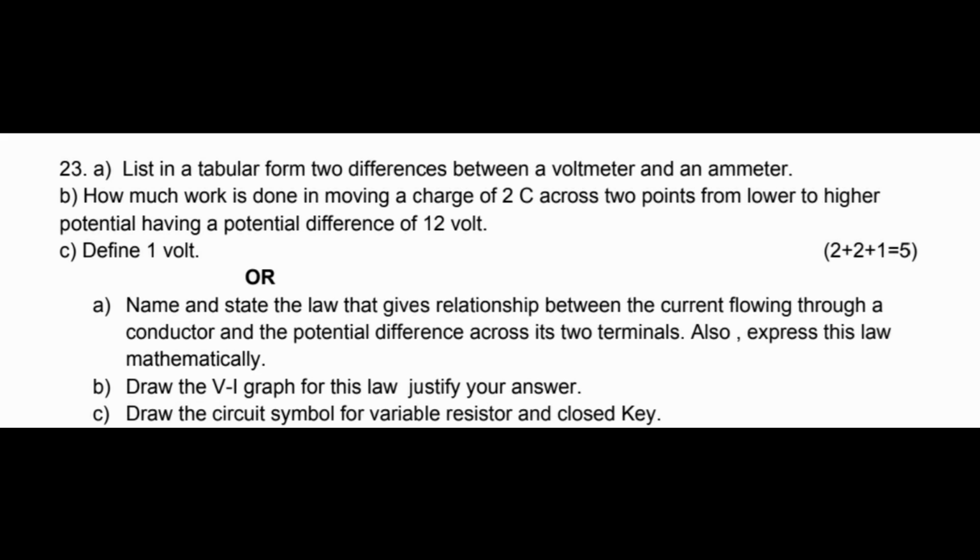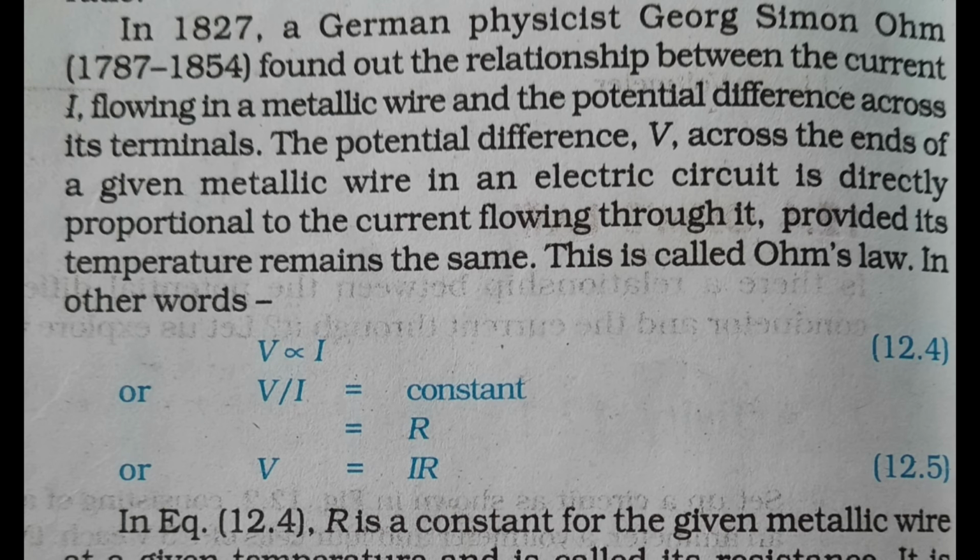Optional question, A part, name and state the law that gives relationship between the current flowing through a conductor and the potential difference across its two terminals. Also express this law mathematically. The potential difference across ends of a given metallic wire in an electric circuit is directly proportional to the current flowing through it provided its temperature remains the same. This is called Ohm's law. Mathematically, V directly proportional to I, V is equal to IR, where R is resistance or constant.